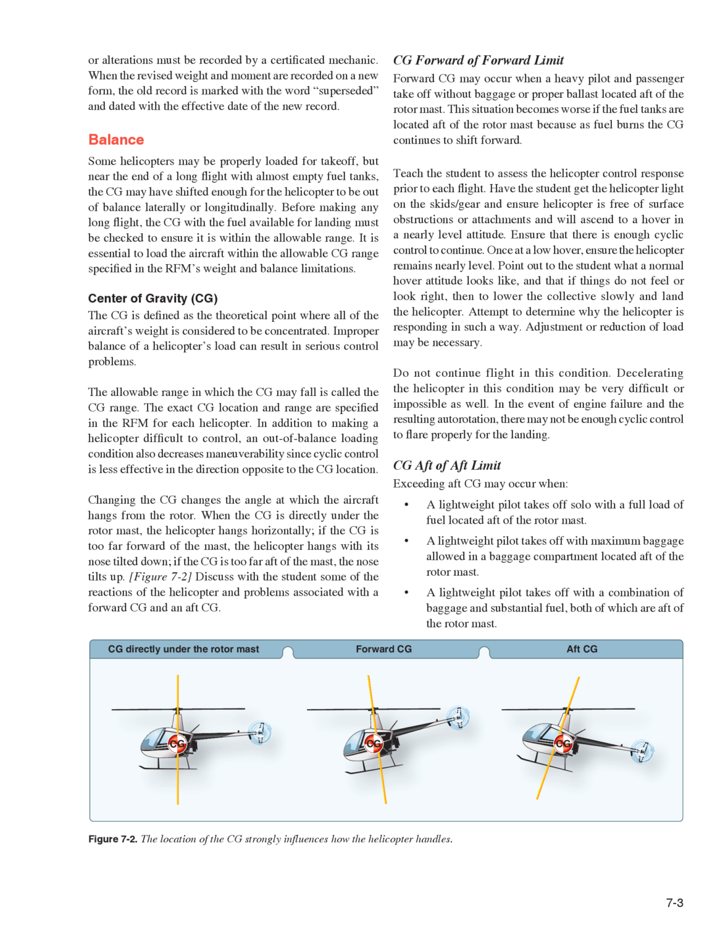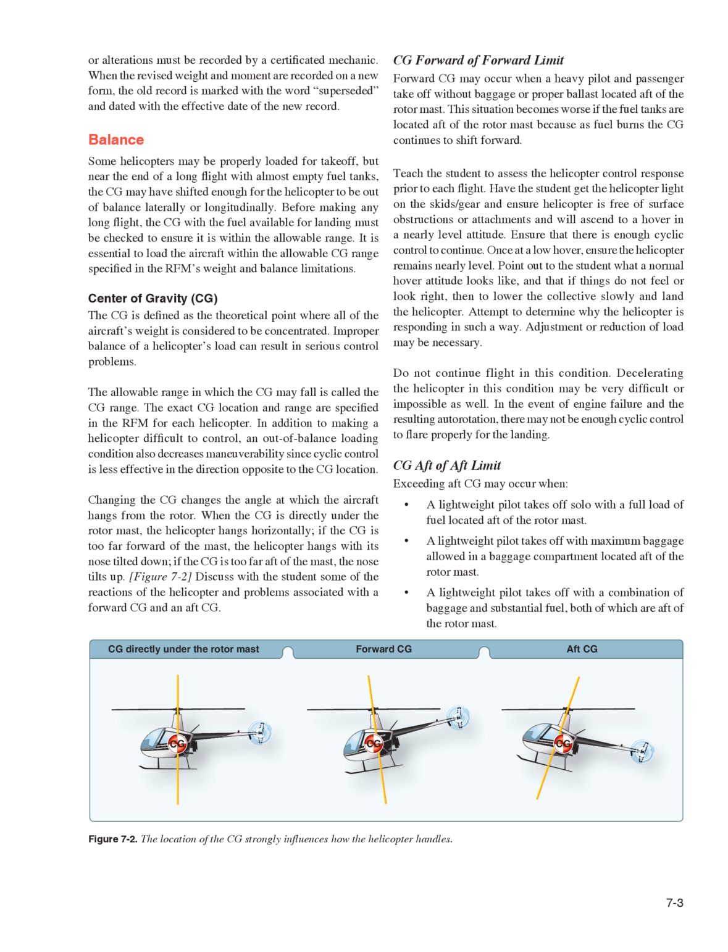In addition to making a helicopter difficult to control, an out-of-balance loading condition also decreases maneuverability since cyclic control is less effective in the direction opposite to the CG location. Changing the CG changes the angle at which the aircraft hangs from the rotor. When the CG is directly under the rotor mast, the helicopter hangs horizontally. If the CG is too far forward of the mast, the helicopter hangs with its nose tilted down.